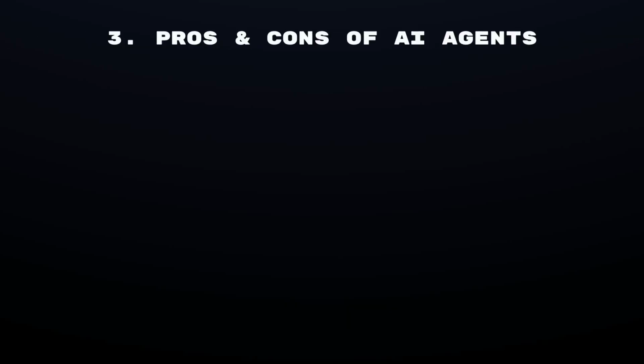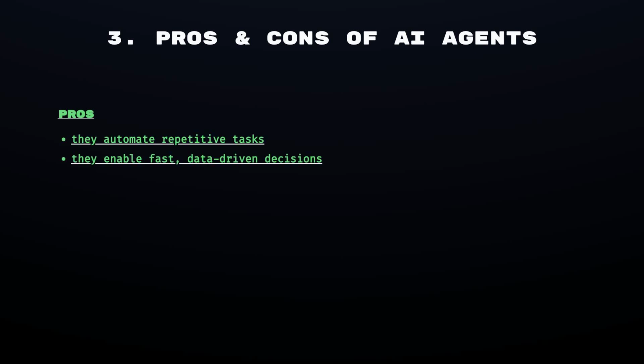Pros and cons of AI agents. Pros include: they automate repetitive tasks. They enable fast, data-driven decisions. They can operate 24/7. However, there are also cons.